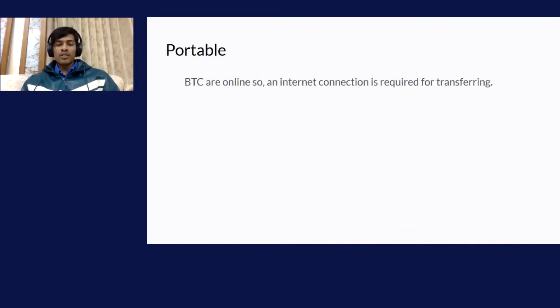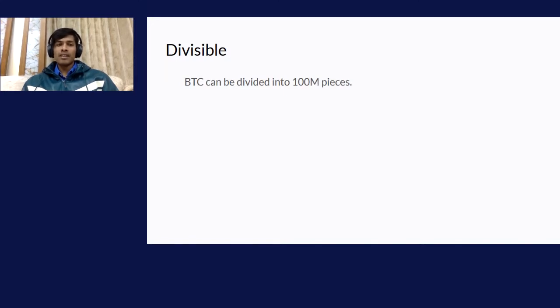Money needs to be portable. Because Bitcoins are online, an internet connection is all you require for transferring them. Imagine using gold as money. You would need to carry huge blocks of gold everywhere, and that is not portable. Bitcoins are divisible. Each Bitcoin can be divided into 10 raised to 8 pieces, which is 100 million pieces. And that is another property of money. It needs to be divisible. If, again, you were using blocks of gold and you had to pay like 1 cent, how do you cut that block of gold and then pay with it?